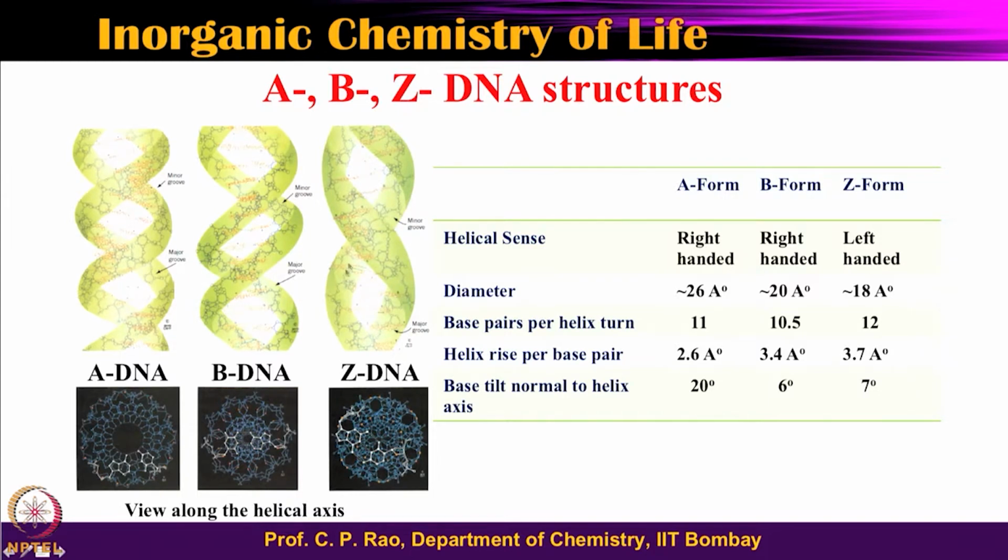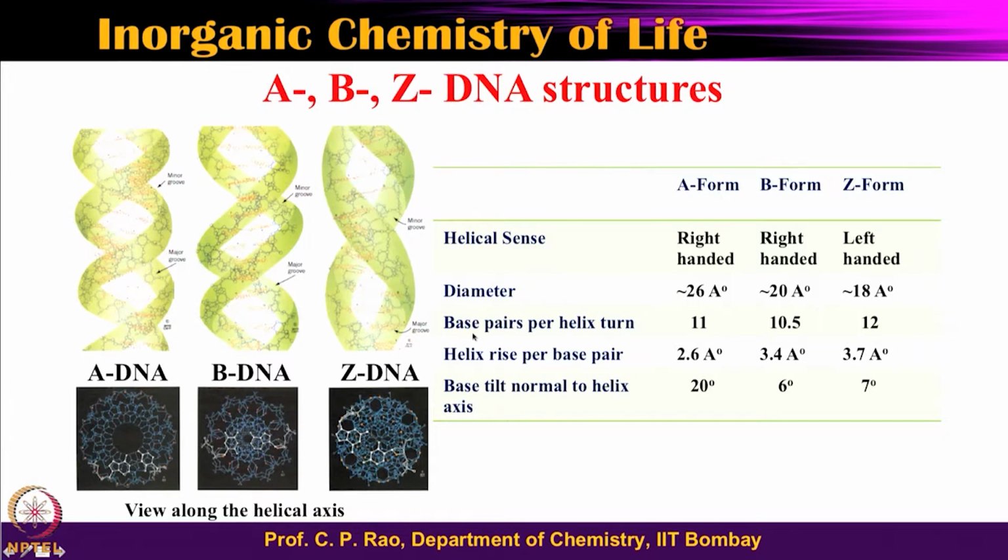So, what are the differences that you can see? You can see the differences in the diameter. The diameter for A is 26 angstrom, that is 2.6 nanometer, 20 angstrom, 2.0 nanometer, and 18 angstrom, 1.8 nanometer. So, that means the cylindrical portion's diameter is reducing going from A to B to Z type, almost by 1 nanometer or about 8 angstrom units. That is quite substantially different. That is why the structures look very different when you look down the central axis.